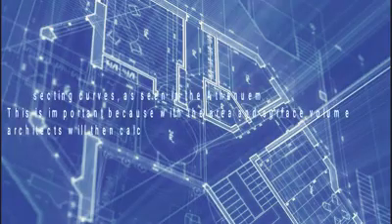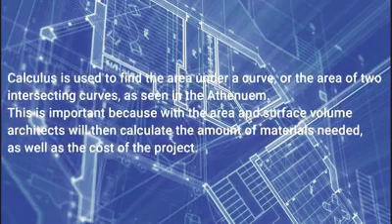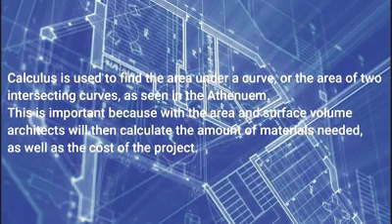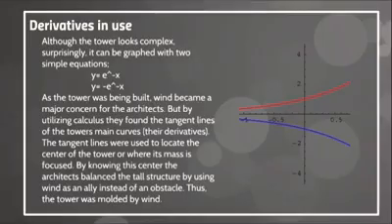How can you apply calculus in architecture? Calculus is used to find the area under a curve, or the area of two intersecting curves, as seen in the aphthoneme. This is important because with the area and surface volume, architects will then calculate the amount of materials needed, as well as the cost of the project. Although the tower looks complex, surprisingly, it can be graphed with two simple equations as shown in the graph.